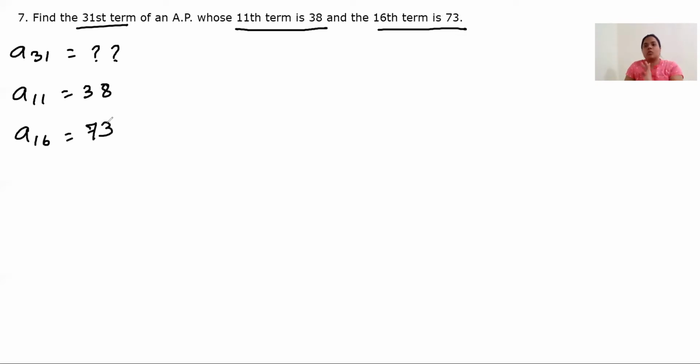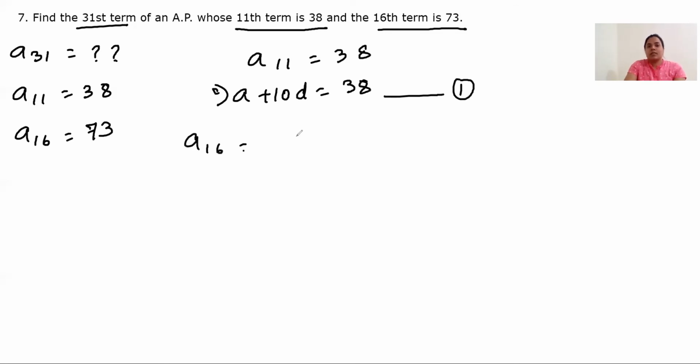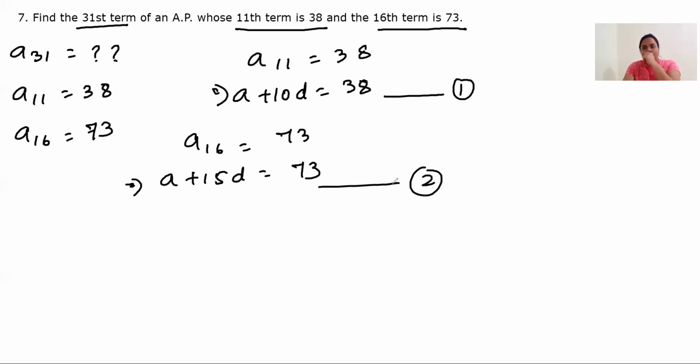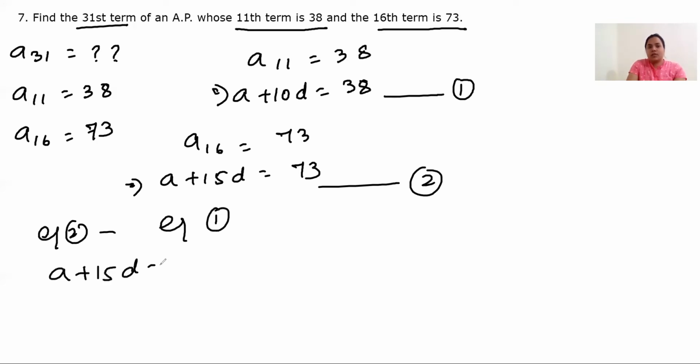We don't have a, we don't have d. So that is why they have given us two terms. So we can find this very easily. A11 is 38 implies that a plus 10d is 38. This is equation 1. A16 is 73 means a plus 15d is 73. This is the second equation. We will do subtraction. So equation 2 minus equation 1.